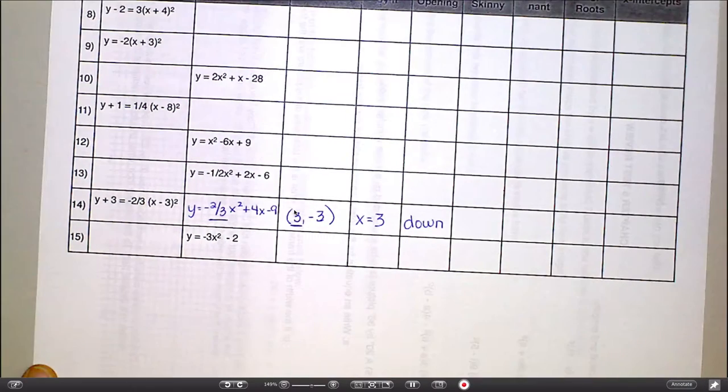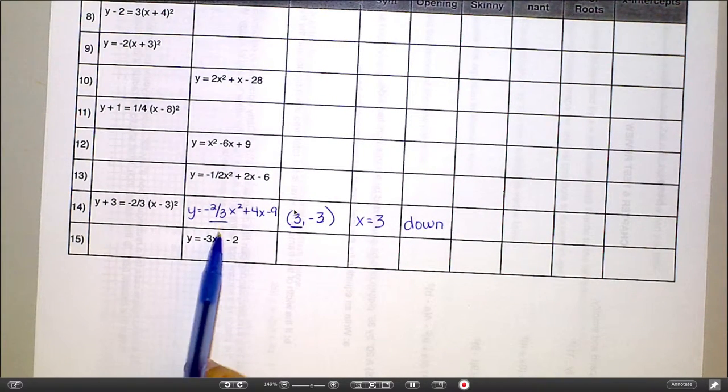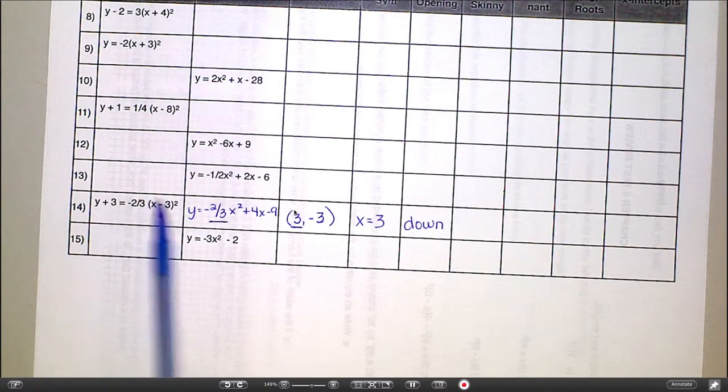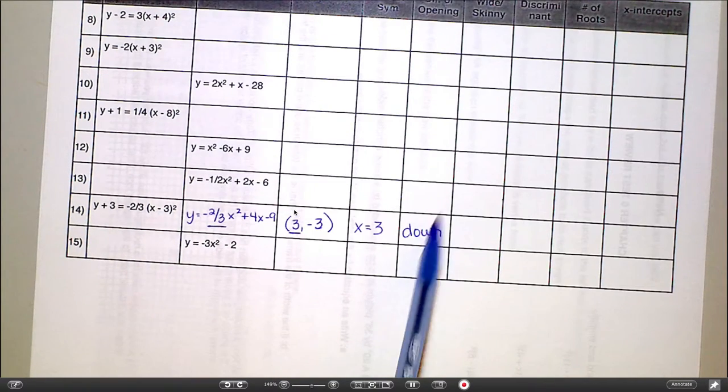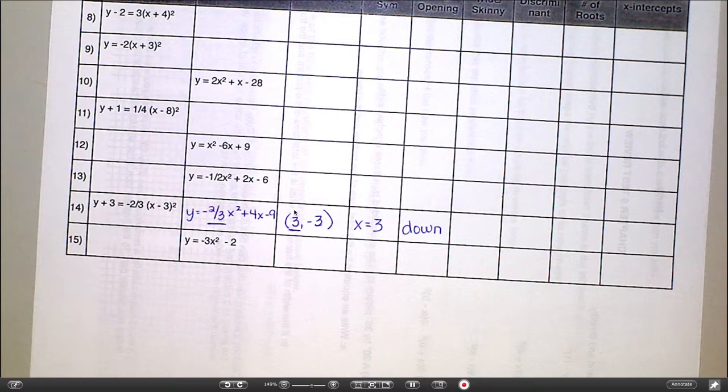And wide or skinny? 2/3. Now, don't pay attention to the fact that it's negative at this point. The negative tells you whether it opens up or down, and then you ignore it after that. Is 2/3 going to grow faster or slower than a regular parabola? It's going to grow slower, like it's going to grow upwards slower, which is going to make it look wider, right? Because it's not growing up as fast, so it's going to kind of spread outward.